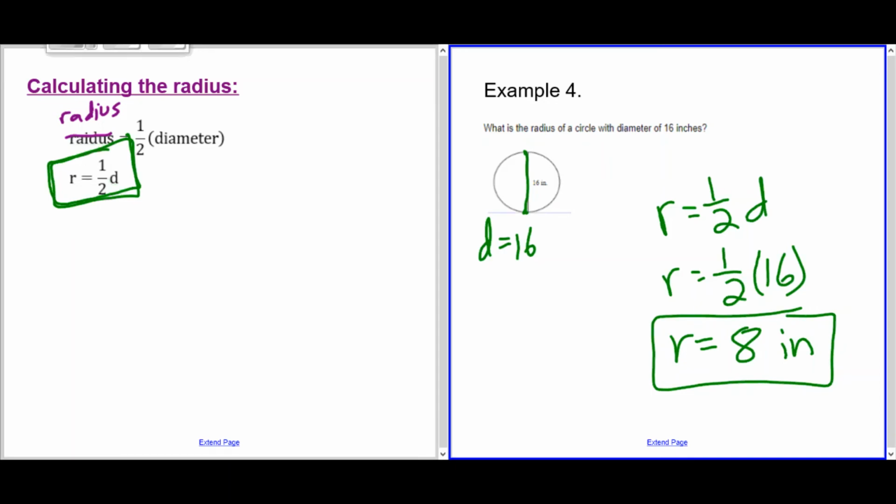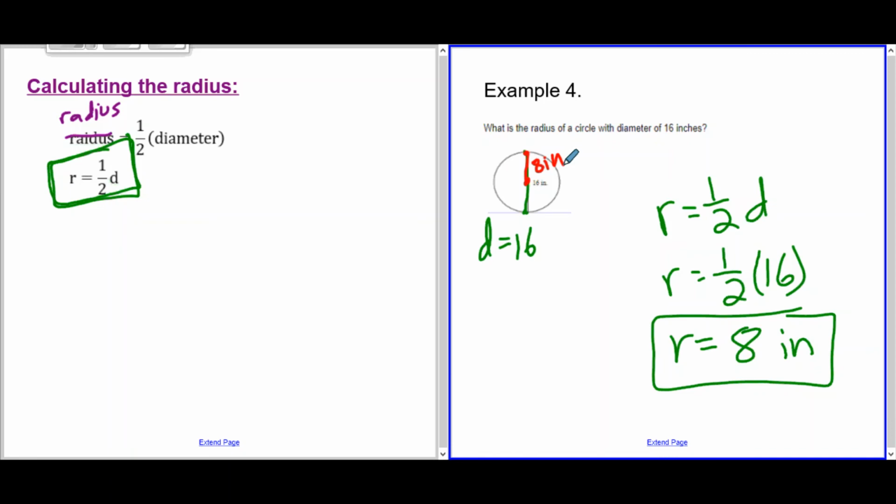Just so we can see what this looks like, the radius being half of the diameter would be, if I was just to go from the center of the circle to the edge, that would be 8 inches. So that would be my radius, just 8 inches. Notice it's just half of my diameter.